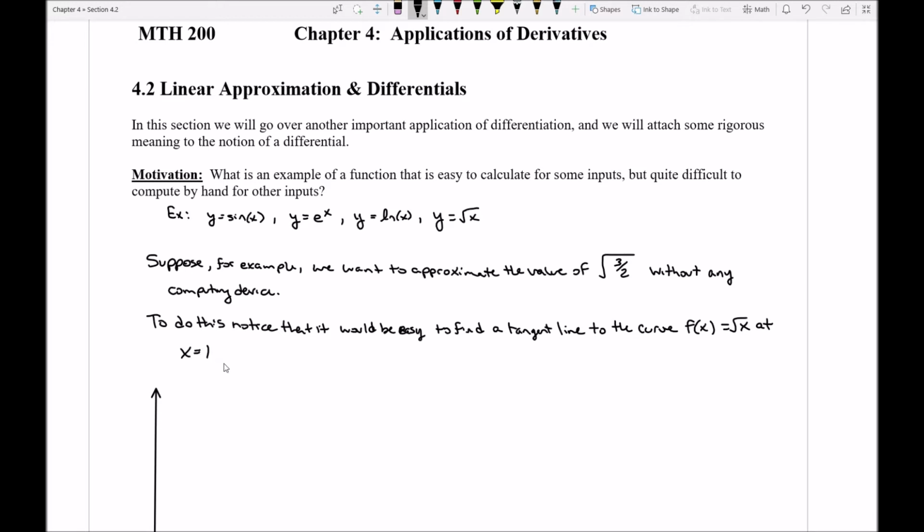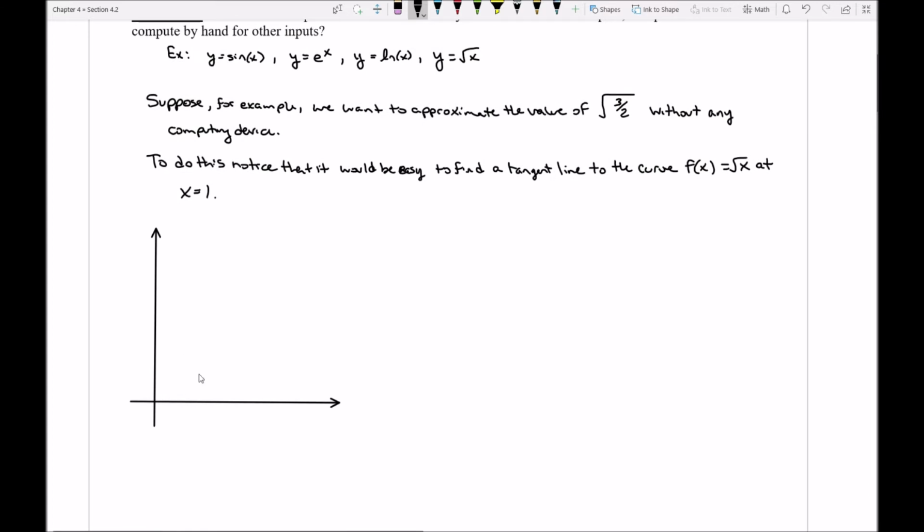And the reason that that would be easy is because I know that the square root of 1 is really easy to compute. So let's take a look at how we would do this. I kind of have a set of axes already set up on my page. You could draw one out on yours. But take a look at what would happen here if I just draw out what the square root function roughly looks like, right? I know it starts at (0, 0), and it comes out like this.